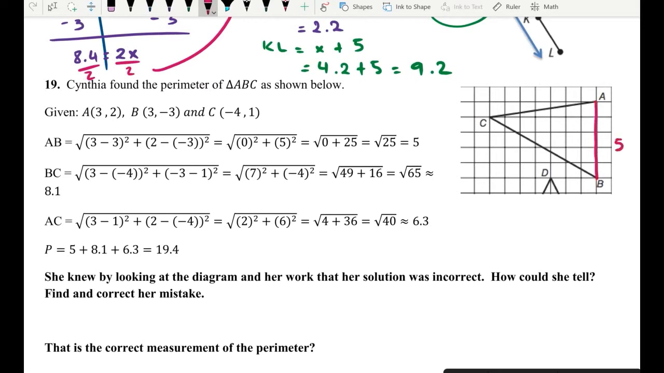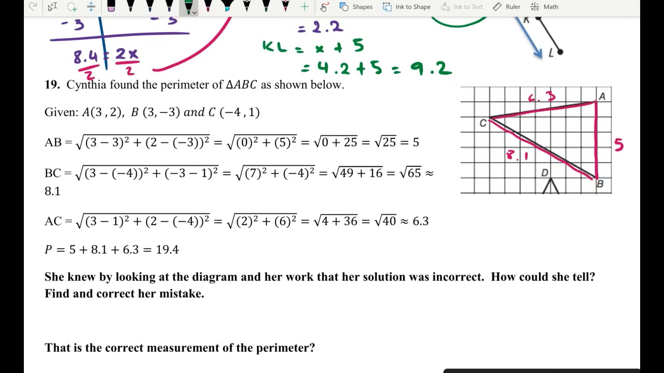The length of BC, this is 8.1, or square root of 65. And AC is square root of 40, or 6.3. So for the perimeter, she added them all up.